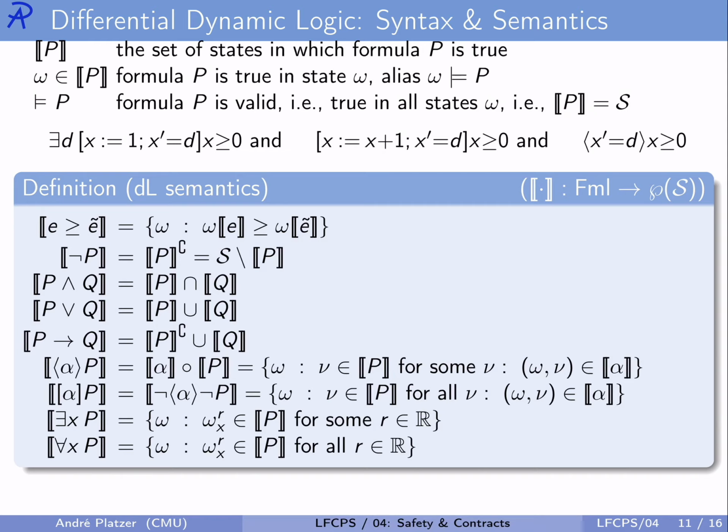The differential dynamical logic formula: there is a D such that if we reset the variable x to 1 discretely and then follow the differential equation x prime equals this number D for some arbitrary period of time, then at all times the value of x is greater or equal to 0 at the end.